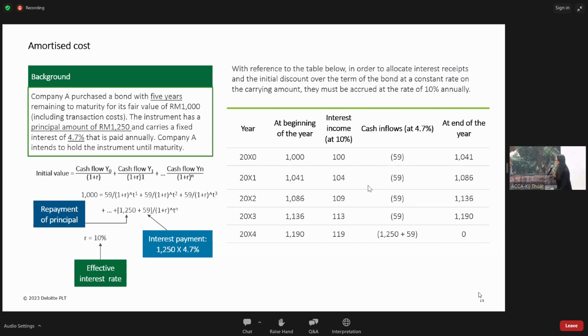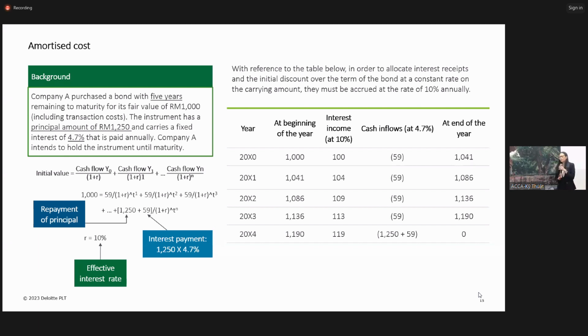Okay, so welcome back. So earlier we talked about fair value. So fair value is like how we compute under IFRS 13. Okay, so that was yesterday's class. Now we have what we call amortized costs.